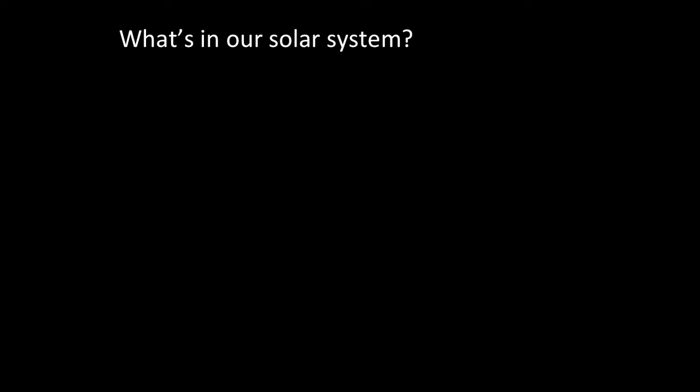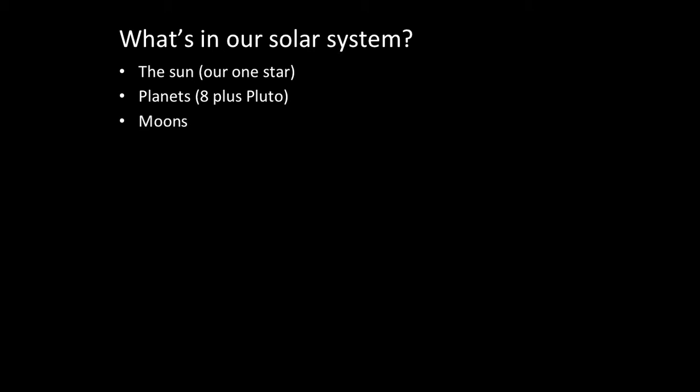So let's start with what's in our solar system. So, of course, the sun. It's the one star in our solar system. The planets, there are 8. And if you still want to count Pluto, then there would be 9. They declassified Pluto. It's now considered a dwarf planet as opposed to a regular planet.